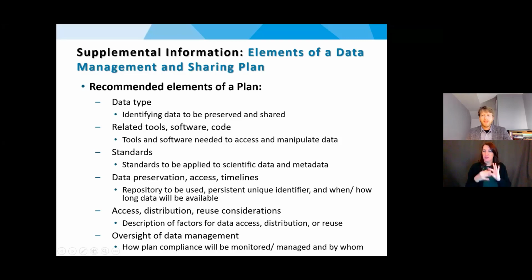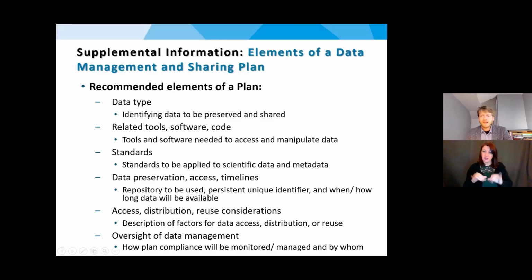Plans should address related tools, software, and code that would be needed to access or to manipulate shared scientific data by providing the name of the tool or software and how they can be accessed. Standards that will be applied both to scientific data and any accompanying metadata should be described, for example, by stating the data formats, data dictionaries, data identifiers, and other data documentation. In some cases, there may be no commonly accepted standards for the scientific field in question, in which case plans really should just indicate that there are no consensus data standards.